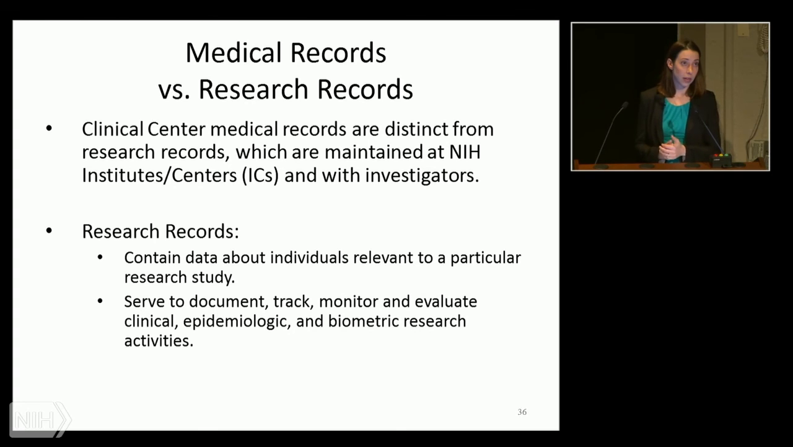Now, at the clinical center at NIH, medical records are distinct from research records, and that might not be true in outside, let's say, academic or other types of institutions such as industry. At NIH, the research records contain data about the individual as relevant to the research study. So the clinical medical record might be more voluminous than the research record if the research record doesn't need all of the information that's collected in a clinical care setting. The research record serves to document, track, monitor, and evaluate the clinical, epidemiologic, and biometric research activities.